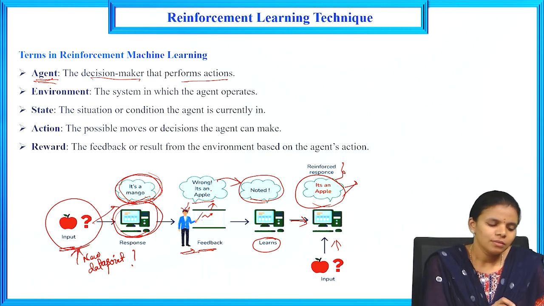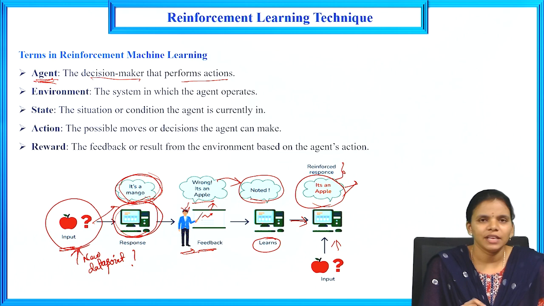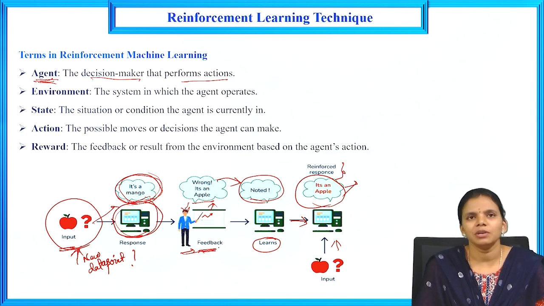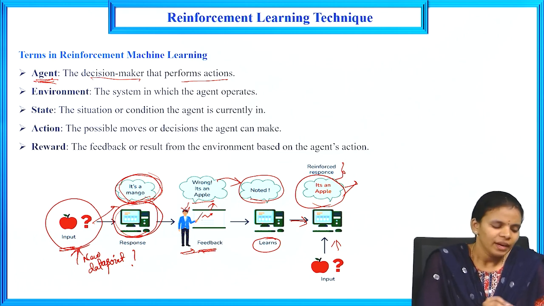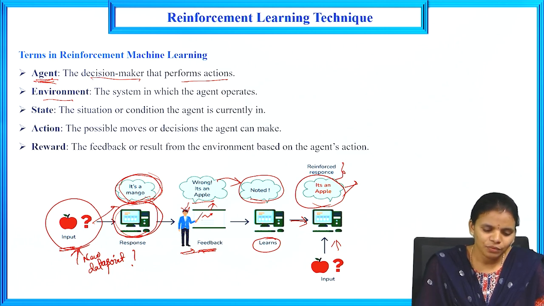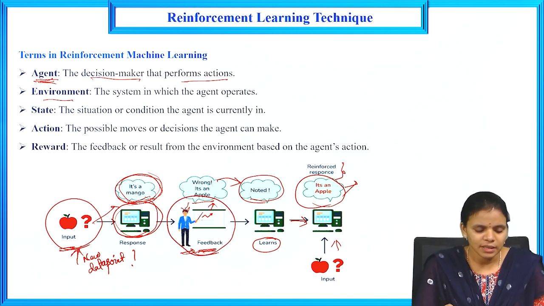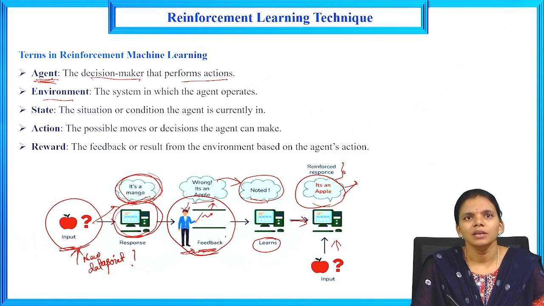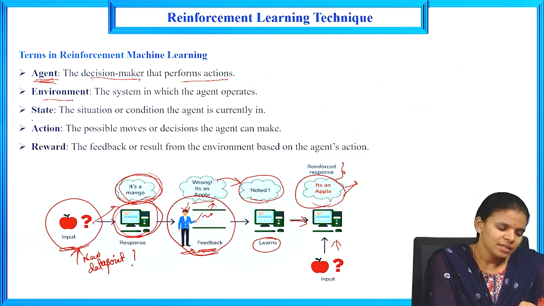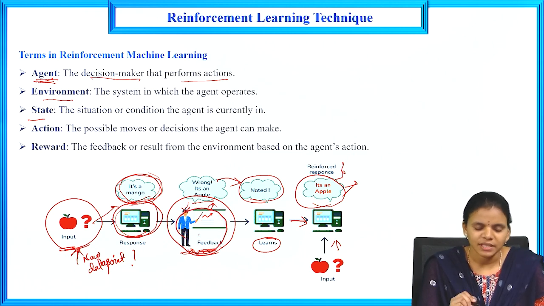So what are the terms that come under reinforcement machine learning technique? The first one is agent. So here the agent is a decision maker that performs the action. And the next one is environment. So what is environment? The system in which the agent operates. Okay, the environment is the system in which the agent operates. And the next one is state. So what is the state? A current situation or the condition the agent is currently in.